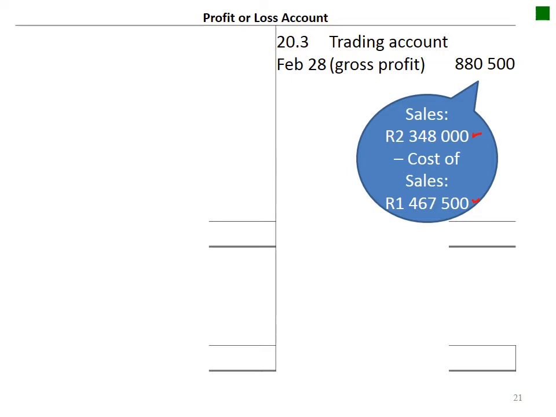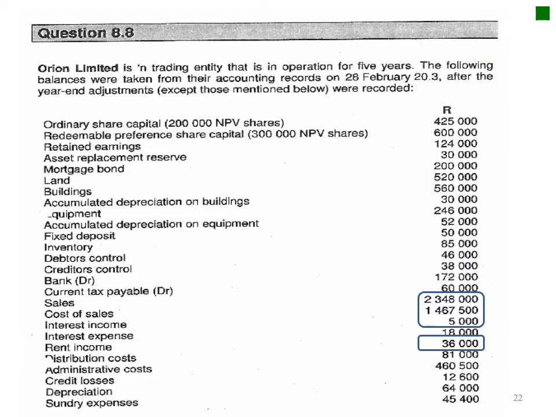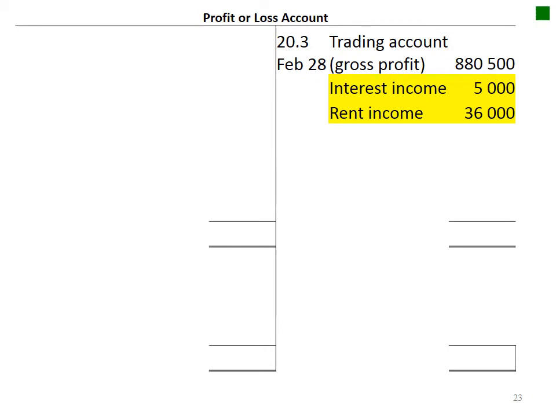So the first entry in the profit and loss account is coming from the trading account, and it is the gross profit for the year. So here are the amounts on the trial balance. There's the 2348, and there's the 146,500. We're also now going to put the other income amounts in, the 5,000 for interest income and the 36,000 for rental income. So in our profit and loss account, we've now got the amount for gross profit, which is sales minus cost of sales, interest income and rent income.